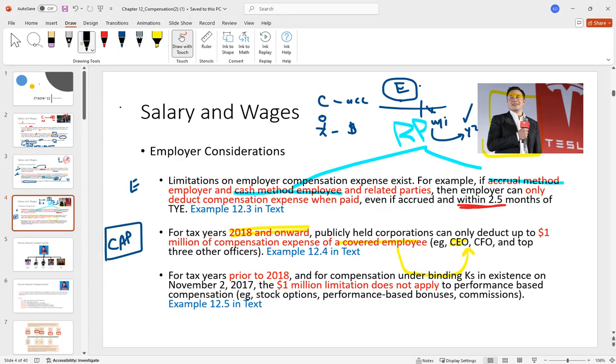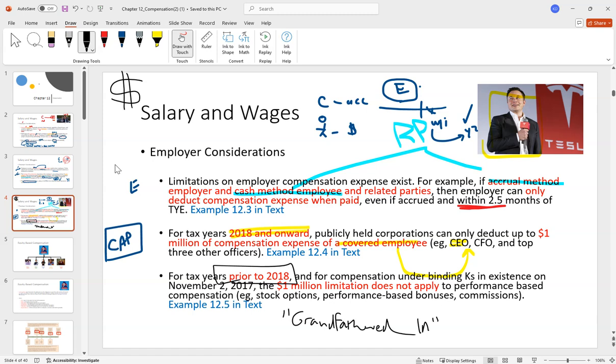You can look at this if you want. Just be aware some people are grandfathered in. There are old rules for prior to 2018. You can check that out. So that's the idea with paying cash to our employees.